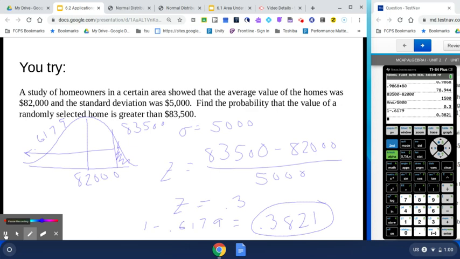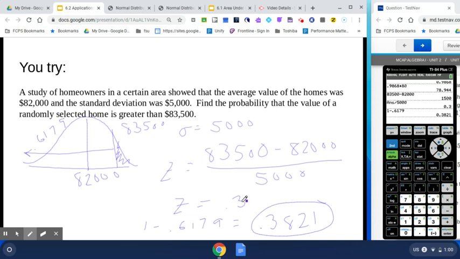Okay, here are the results of this U-try example. First of all, I drew out the distribution, centered it at 82,000 with a line to the right of 83,500. I transformed that 83,500 into a z-score by using the z-score formula here to the right. I got a z-value of 0.3.